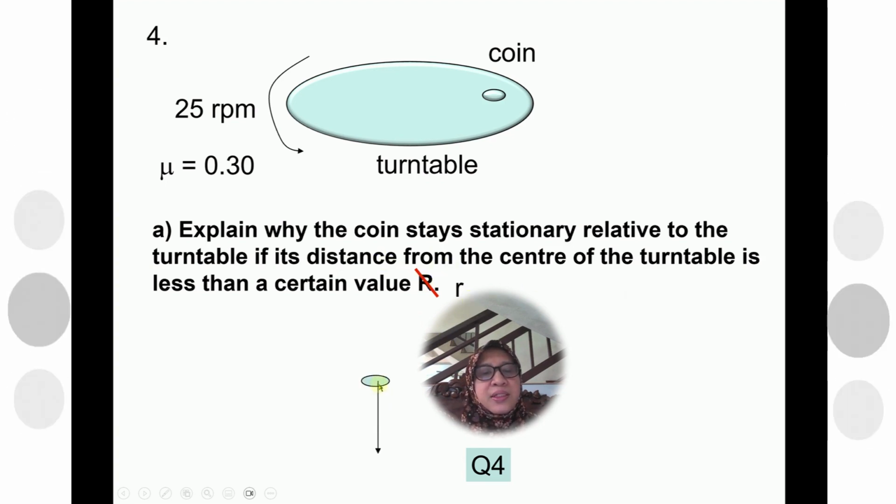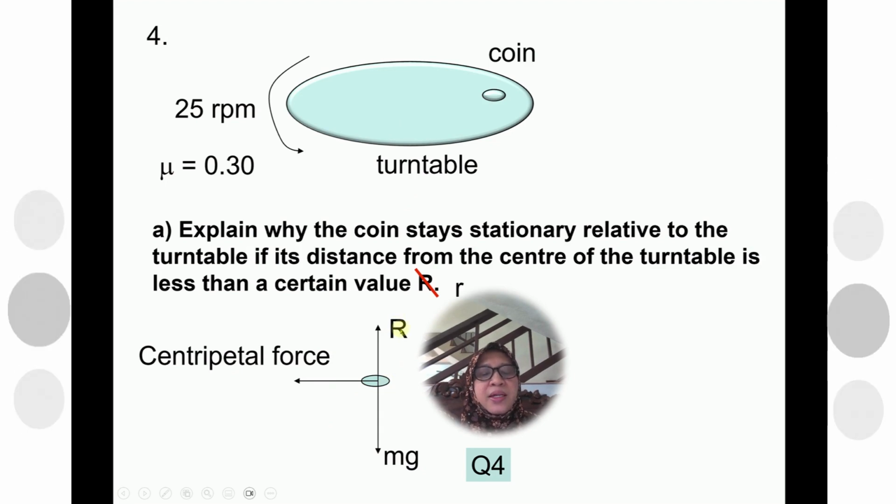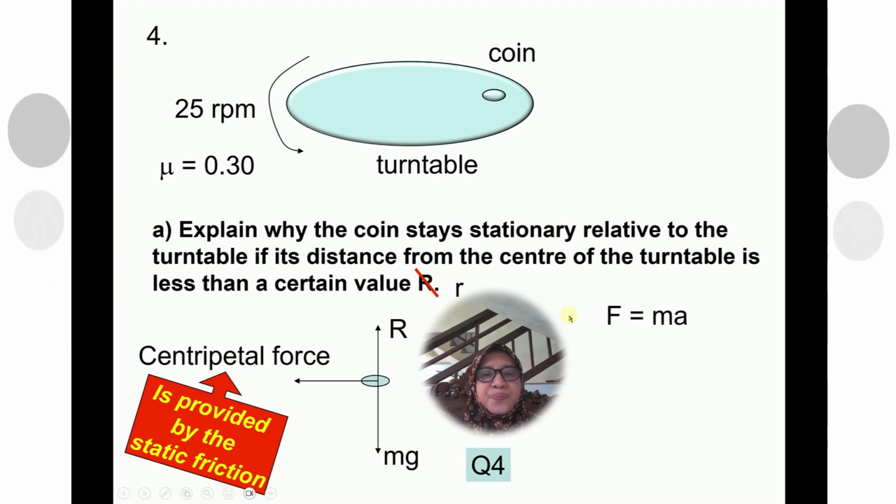Okay, so now this is the coin. The forces that act on the coin are mg, and the centripetal force towards the center of the circular motion. The upward force is the reaction force by the turntable. That's why I use small letter r for the distance from the center of the turntable, to avoid confusion with this reaction force. The centripetal force is provided by the static friction because the coin stays stationary.